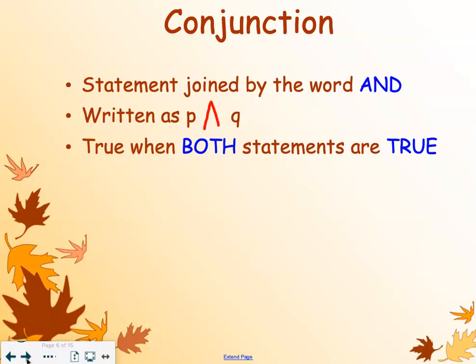So for an and statement, both of the parts have to be true for the whole thing to be true. And I'm throwing a lot of information at you at once, but when we try examples, it will all kind of settle in, I promise. You just have to get through the nuts and bolts first.